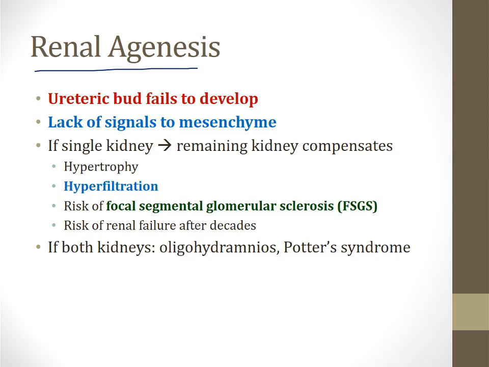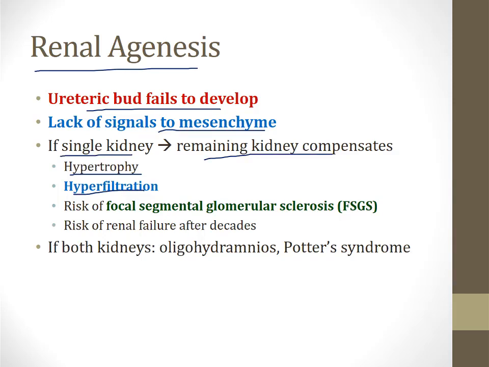And the cause of this problem is that the ureteric bud does not develop, and it never sends any signals to the mesenchyme, so you don't get a kidney. If this happens on only one side of the body, then a single kidney will be missing and the remaining kidney will compensate. What happens is the other kidney undergoes hypertrophy and hyperfiltration, and this will basically serve to do the work of both kidneys so that these children are born normal and they are generally healthy.